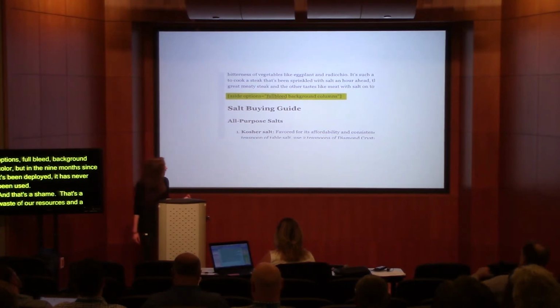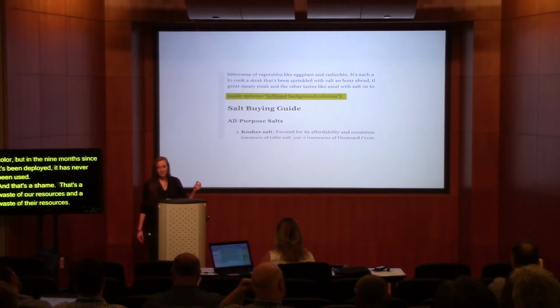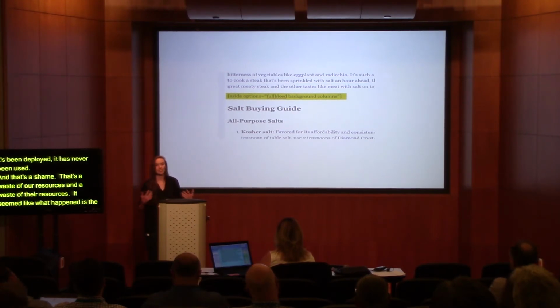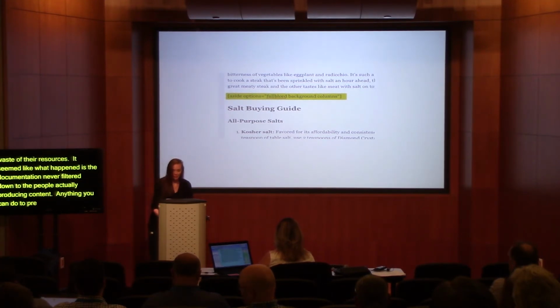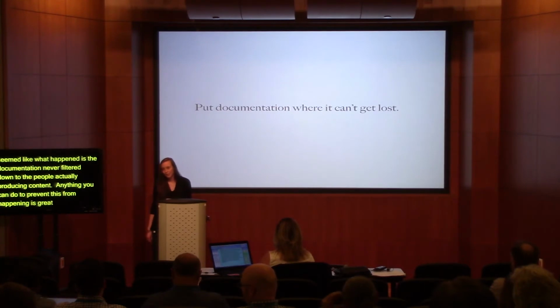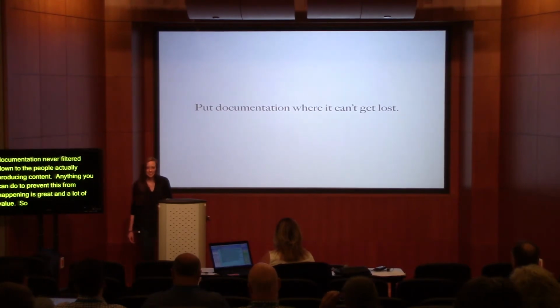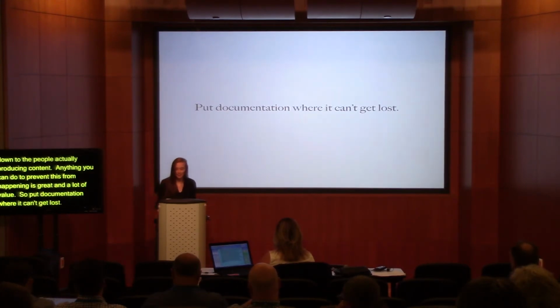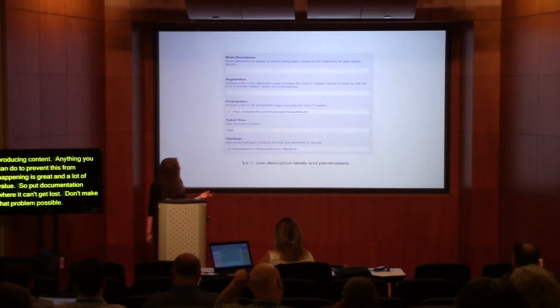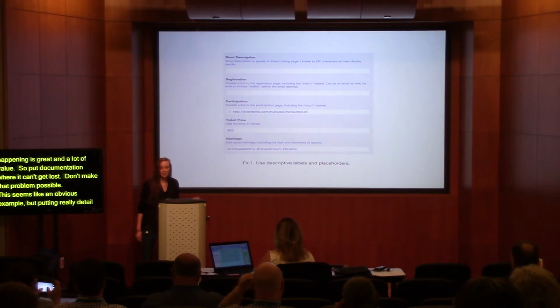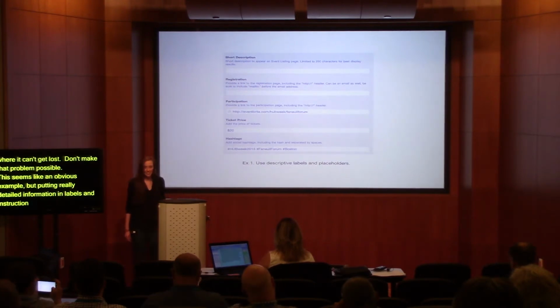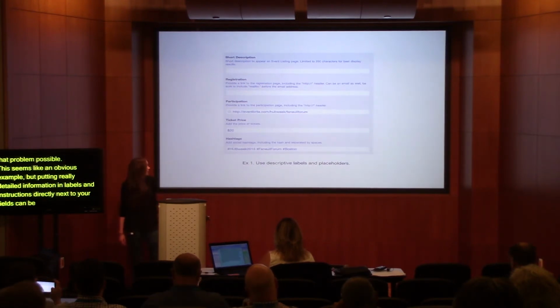It seemed like what happened was the documentation of how to use this never filtered down to the people who are actually producing content. So anything you can do to prevent this from happening is great and of a lot of value. So put documentation where it can't get lost. Don't even make that problem possible. This seems like an obvious example, but putting really detailed information in labels and instructions directly next to your fields can be a really good strategy.